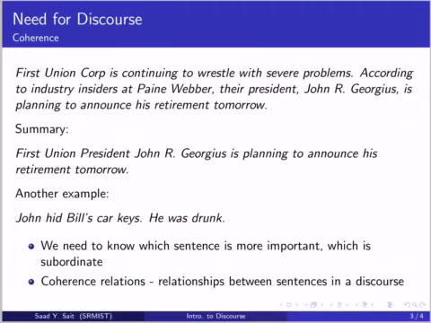And let's take another example below. John hid Bill's car keys. He was drunk. So in this case, the first sentence is the main sentence, and the second sentence gives an explanation. He was drunk, so he hid Bill's car keys. So just another example of a coherence relation.